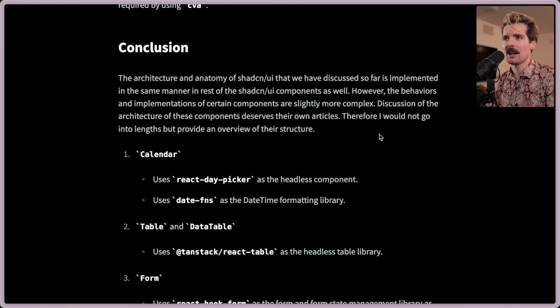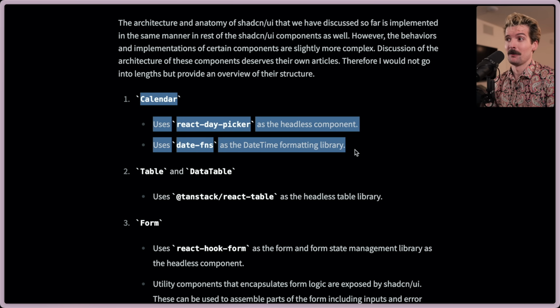The architecture and anatomy of shadcn/ui that we've discussed so far is implemented in the same manner as the rest of the components. However, the behavior and implementation of certain components are slightly more complex. Discussion of the architecture of these components deserve their own articles, therefore I won't go into length. Yeah, the calendar one alone would be a very good post and probably a better video. Date time sucks enough that I should have a series about it.